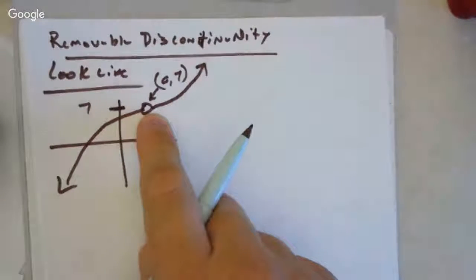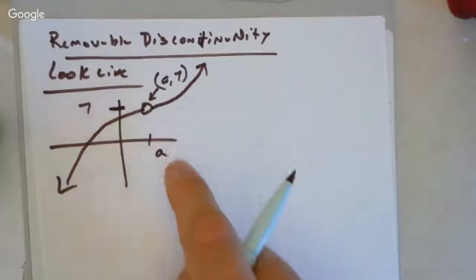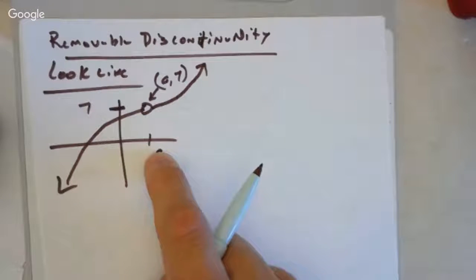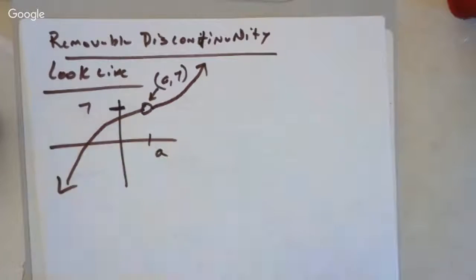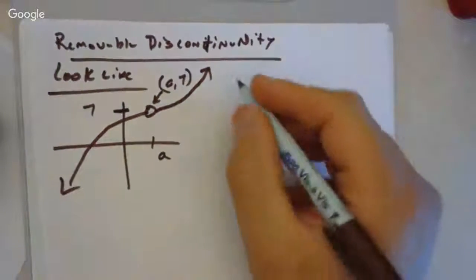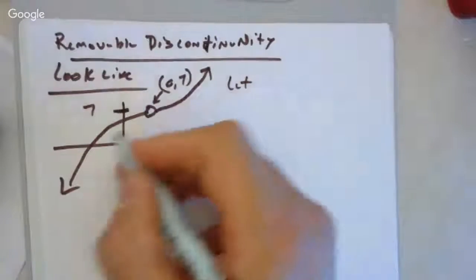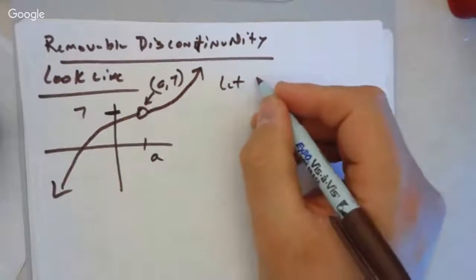If we just made f of A equal to what, it would be continuous. So we can simply make one value continuous. That's called a removable discontinuity. So let's give a rigorous definition.